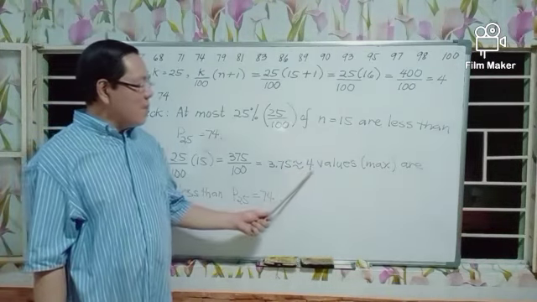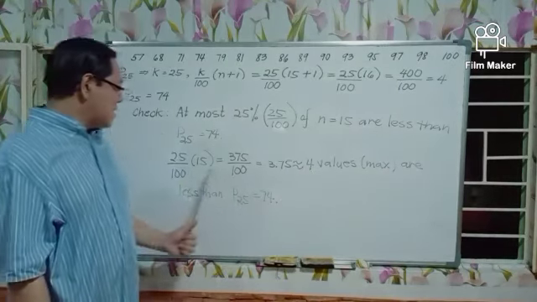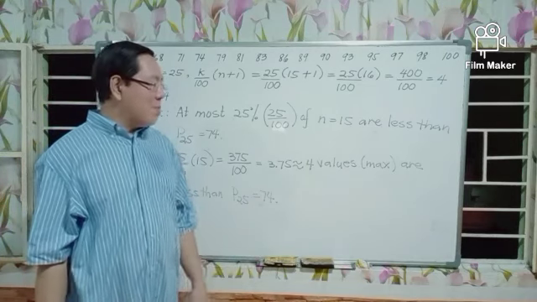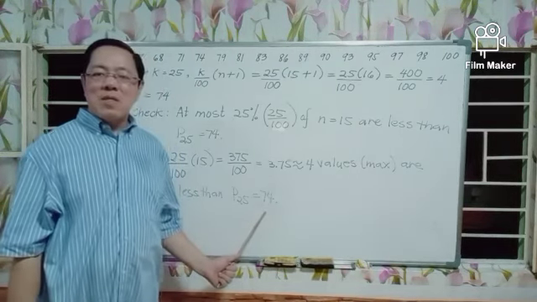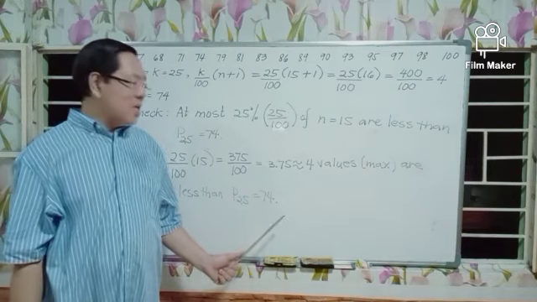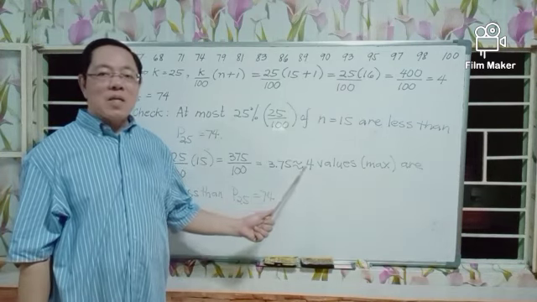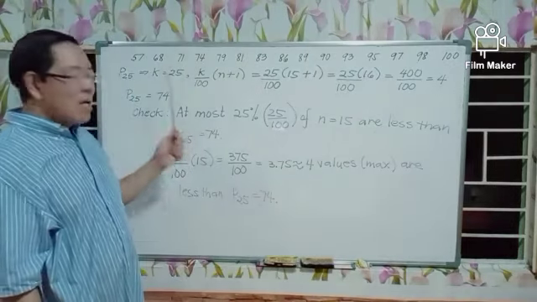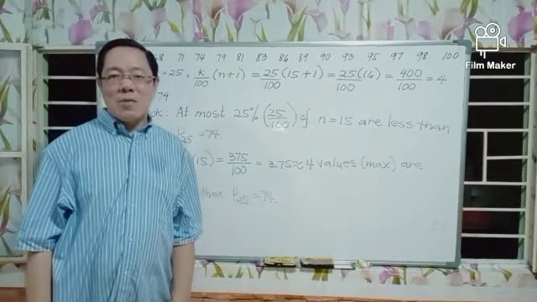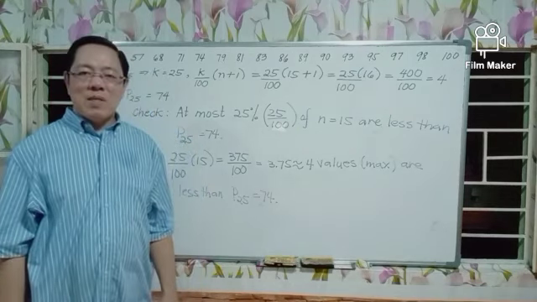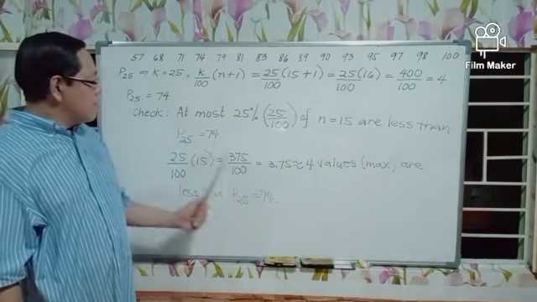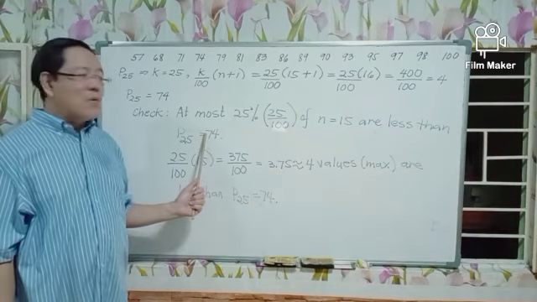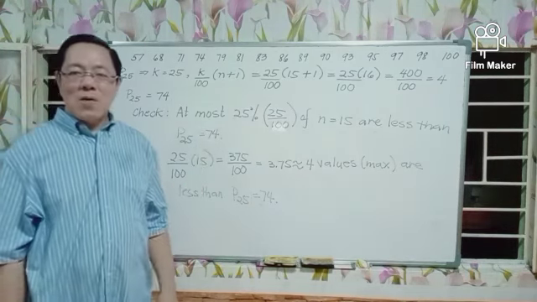This means 4 values maximum that are less than the 25th percentile of 74. The number of values that are less than the 25th percentile 74 can be 4 maximum, it can be 3 or 2 or 1. And in our case, 3 values are less than the 25th percentile of 74. Thus, this value of the 25th percentile that we get, 74, must be correct.